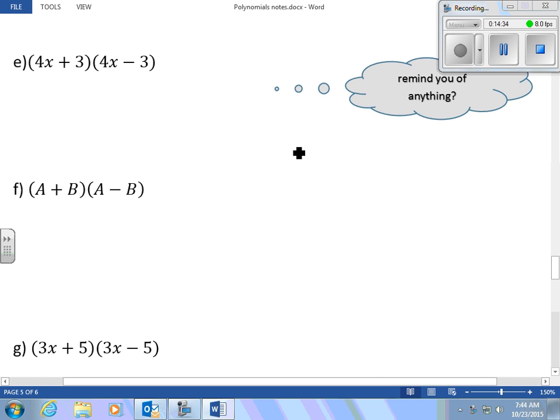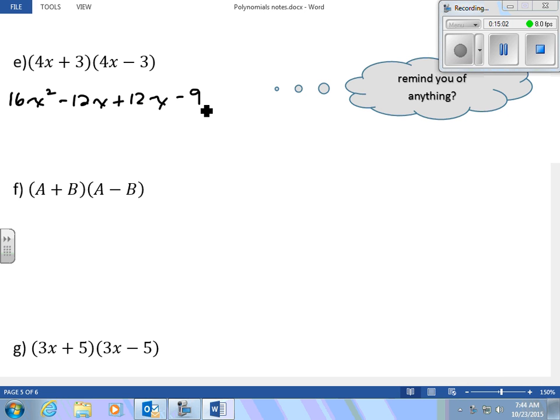Here's another pattern that we can look for, and notice I'm multiplying two polynomials in the same form, so let's use FOIL on that. If I do my firsts, I've got 16x squared. My outside will give me negative 12x. My insides gives me plus 12x, and my last gives me negative 9. Look what happened in the middle here. I have a negative 12x plus a 12x, so that becomes 0. So we end up with 16x squared minus 9.